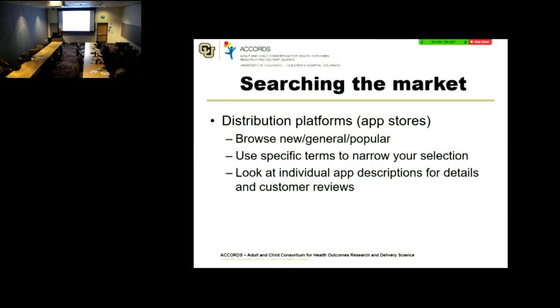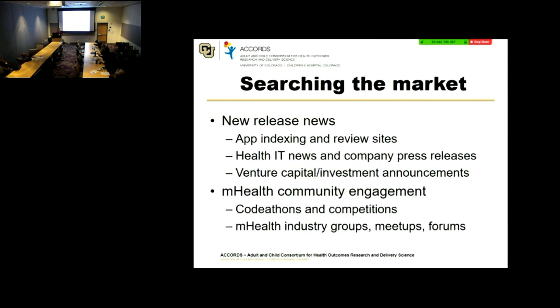The other thing I get asked, if you're looking at taking something off the market, choosing something existing rather than building it yourself, is how do you find it? Where do you find it? Basically, there's unfortunately no one single source. There's no curated way out there. One of the things that seems to work pretty well is to browse the app stores, look at the details that are published, look at comments, look at star ratings, use very specific terms to narrow your selections, and then look at the descriptions.